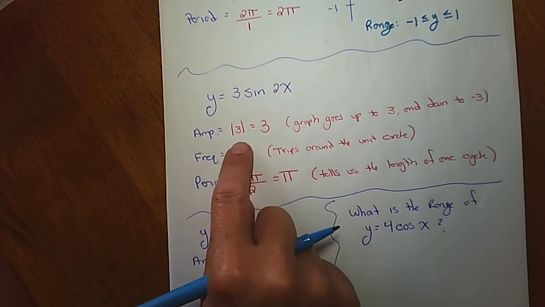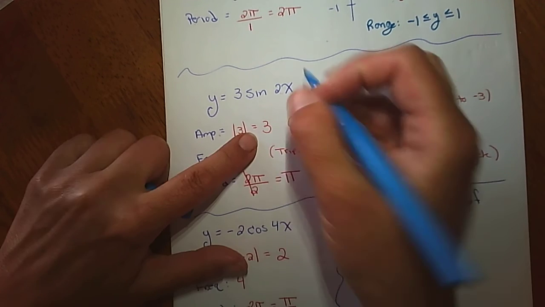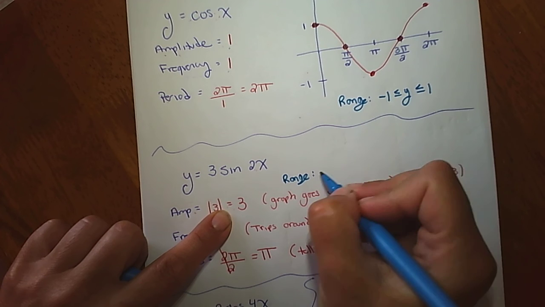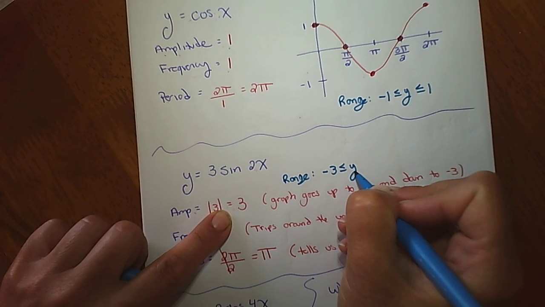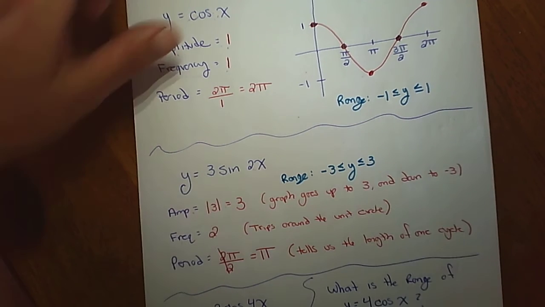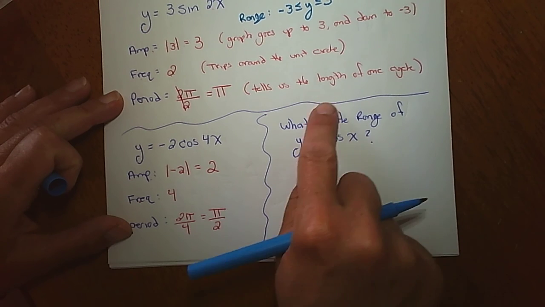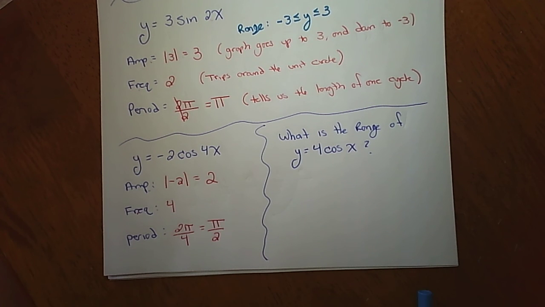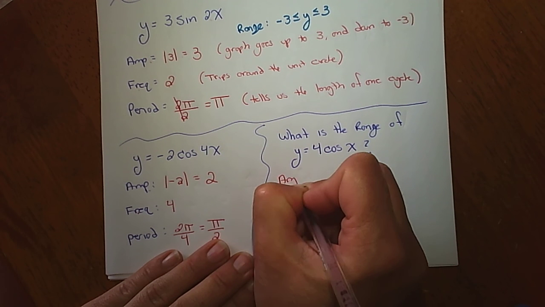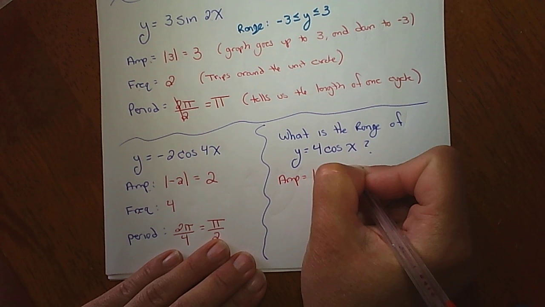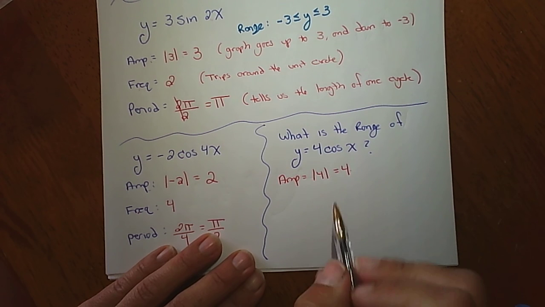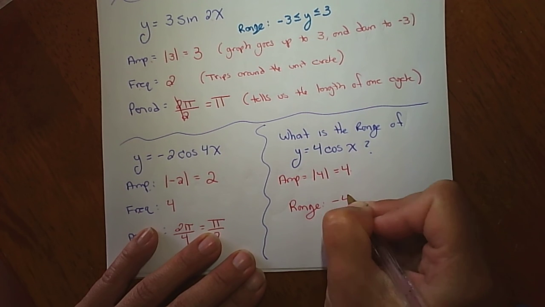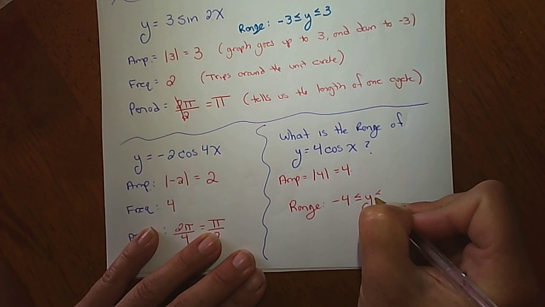Now let's talk about this one. So here the amplitude is 3. That means the range for this guy, it means it would go down to -3. And it's always the y value for range. And it would go up to 3. Okay? So keeping that in mind, what would this range be? Well, that means the amplitude would be 4. That means we're going to go down 4 and we're going to go up 4. So the range is going to be -4 less than or equal to y, less than or equal to 4.